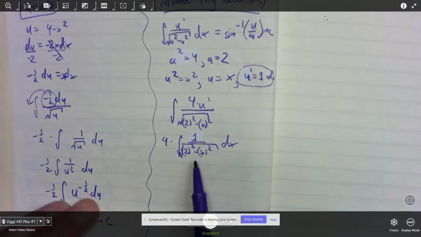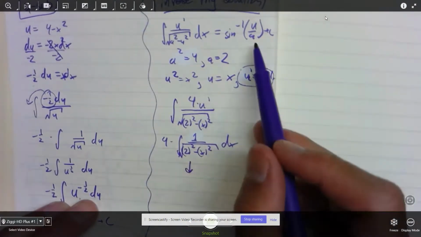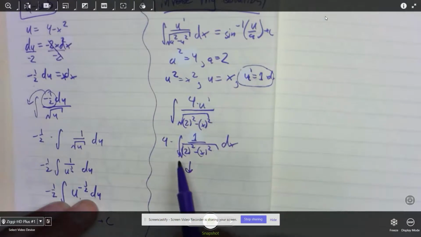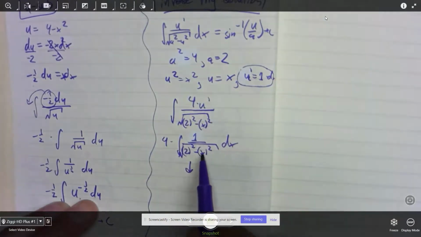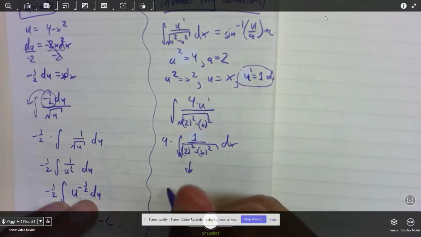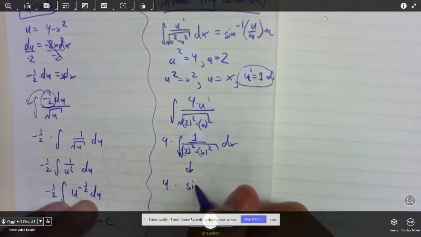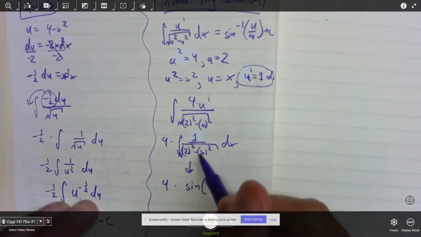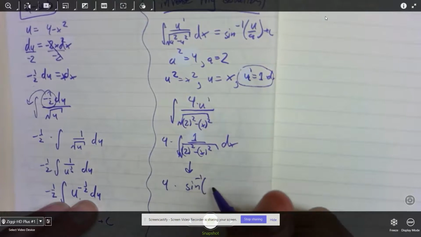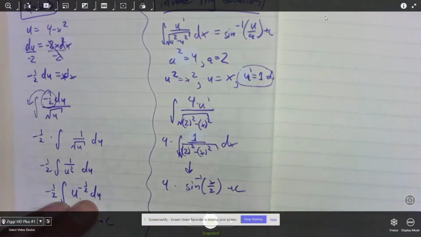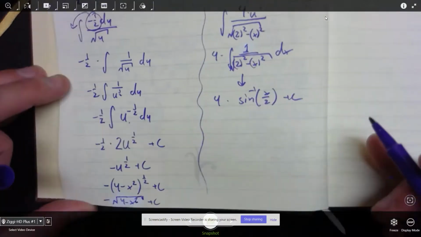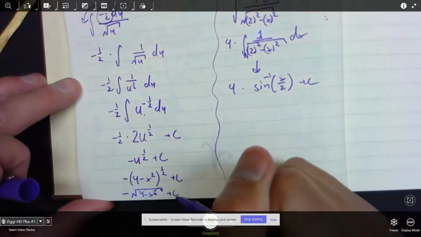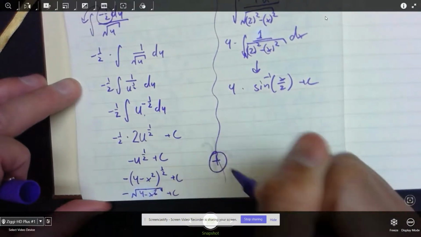So now let's rewrite this in terms of sine of u over a plus c. We see our u, which is just x, and then our a is 2. So we have 4 times inverse sine of u over a, which would just be x over 2 plus c. Okay, that's it. So now this here will be added to this.